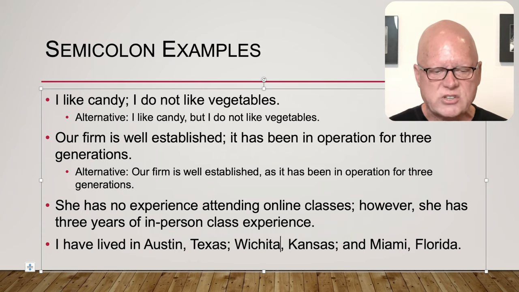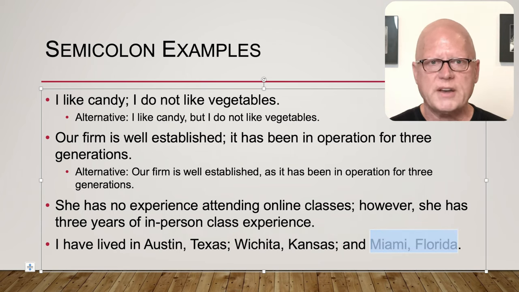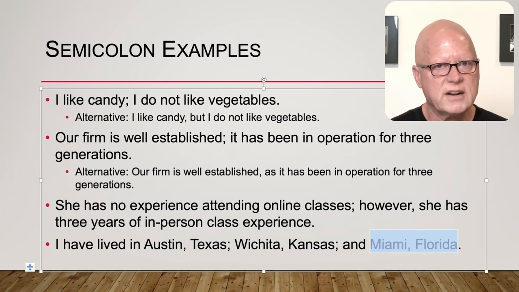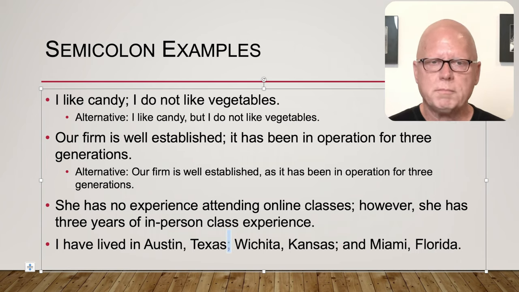The city and the state, Austin, Texas, Wichita, Kansas, Miami, Florida, are separated grammatically with a comma to indicate city, state. But because they're put in a list, I need some type of punctuation mark to separate each of those 3 items. So I can't use a comma because I already used the comma as the city-state separator. So instead, I use a semicolon.